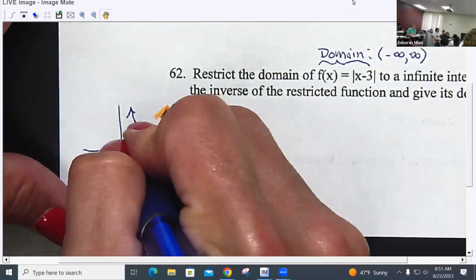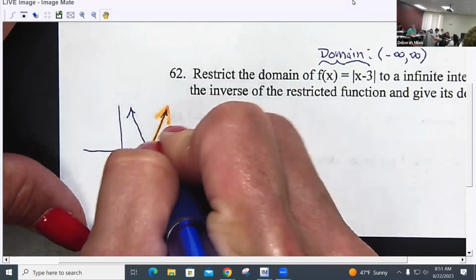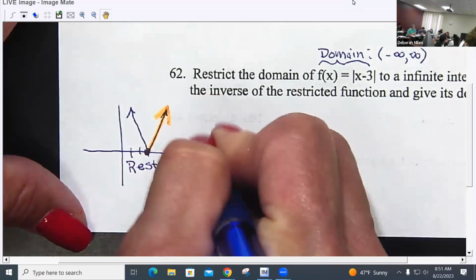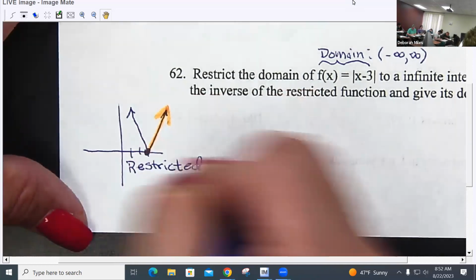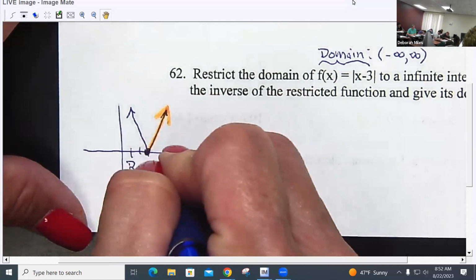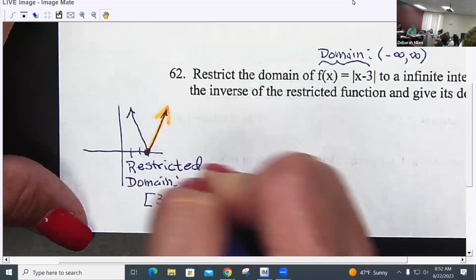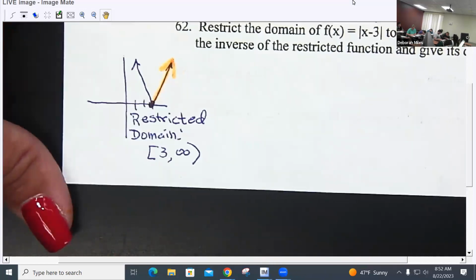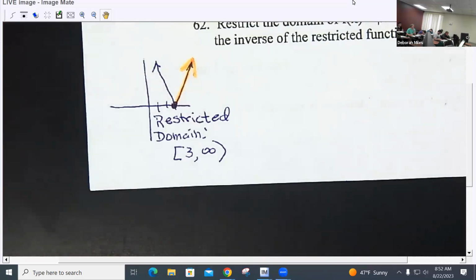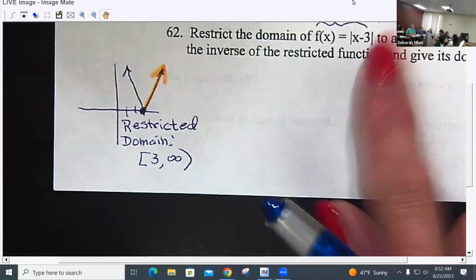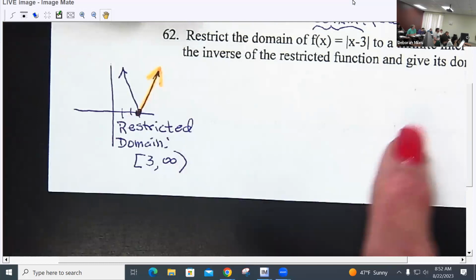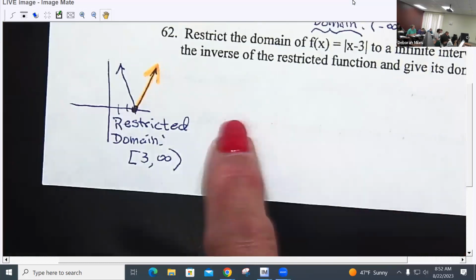Say the restricted domain that I chose, not that I had to, but the one I chose, was from 3 to infinity, including the 3, but you can never really include infinity. All right. So restricted on which the interval is 1 to 1, find the inverse of the restricted function and give its domain.